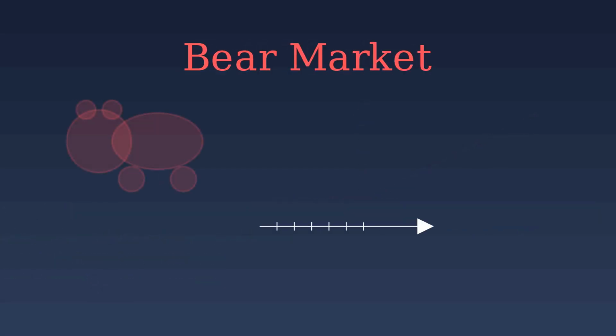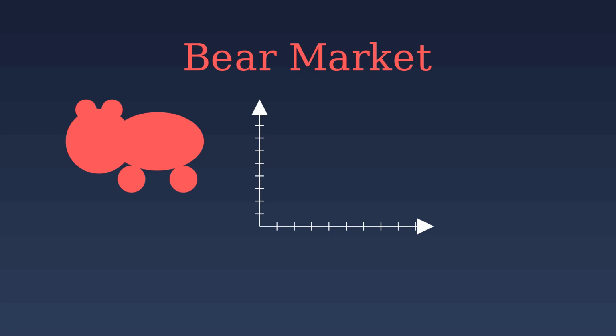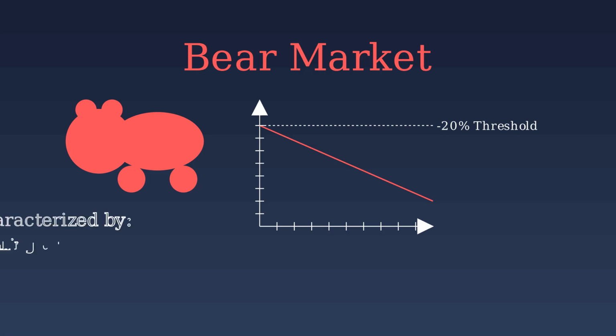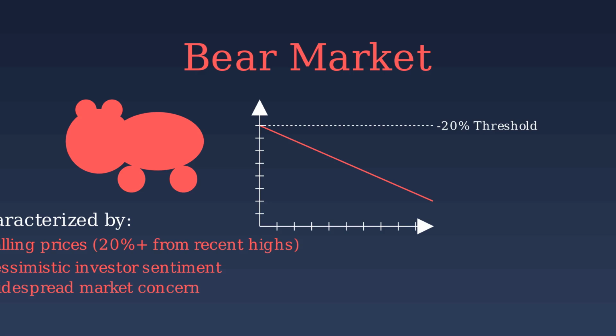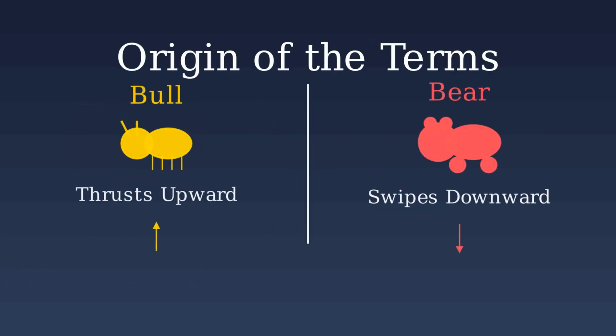Conversely, a bear market occurs when prices fall by 20% or more from recent highs. Bear markets are accompanied by widespread pessimism and negative investor sentiment. These terms originated from the way these animals attack. Bulls thrust upward with their horns, symbolizing rising markets, while bears swipe downward with their paws, representing falling markets.